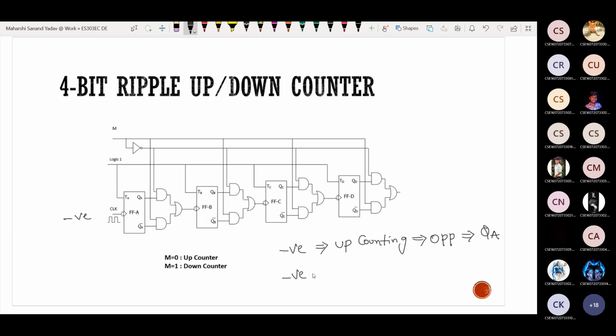Next, same negative edge trigger. Now I want to perform down counting. Down counting means same sign or opposite sign? Same sign. QA or QA bar? QA bar.